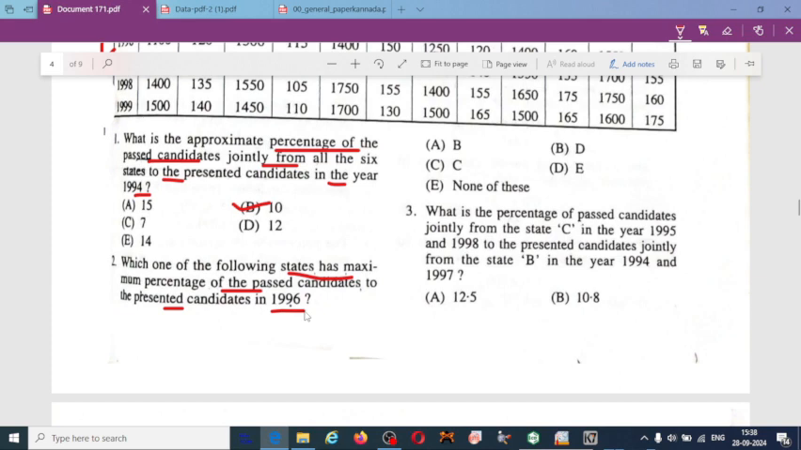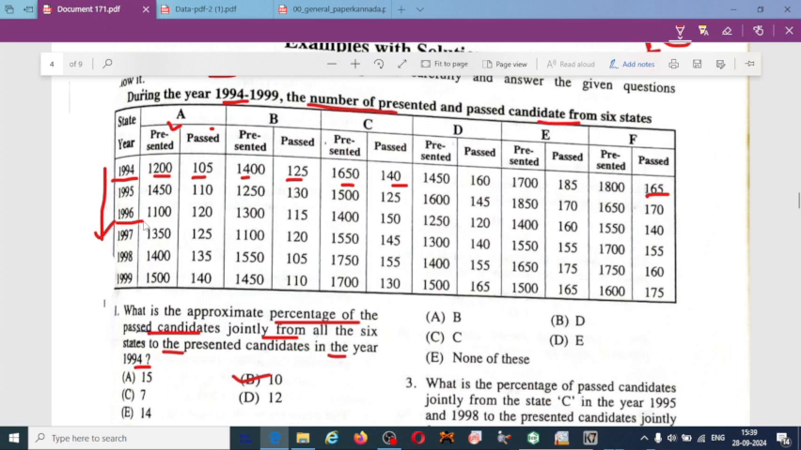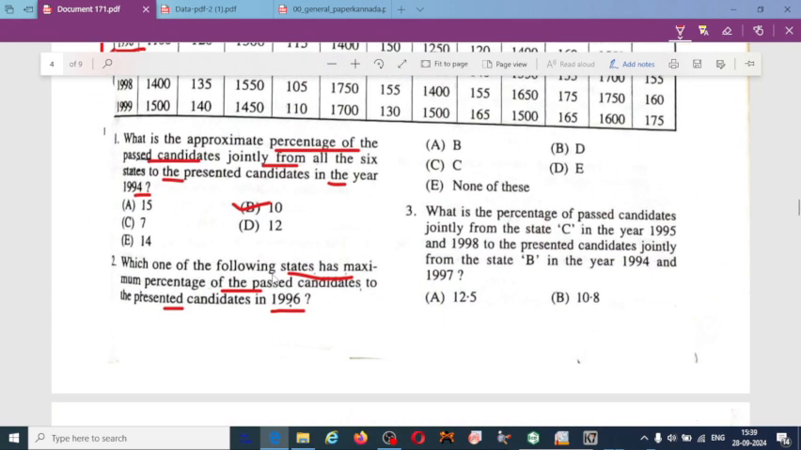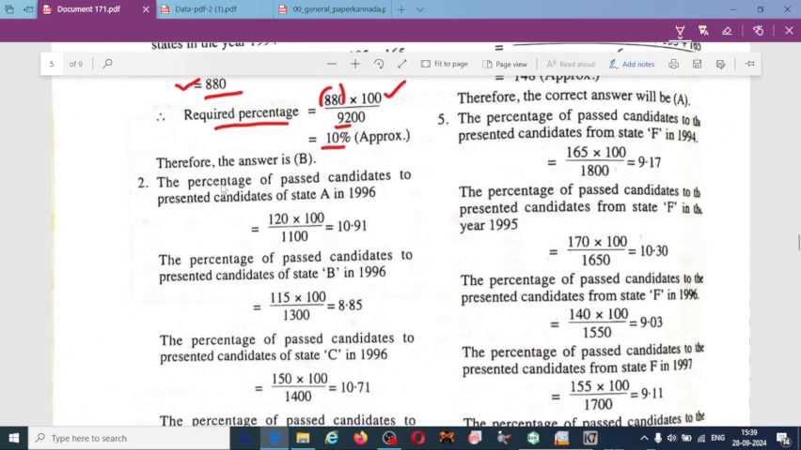As I said, in many data interpretation questions you need to calculate percentage, ratio, or profit and loss. So you must be able to solve those questions. Here the question is, in the year 1996, which state has the maximum percentage of passed candidates? You should calculate the individual passed and presented candidates percentage, and if you compare, you will get the state with the maximum percentage that year. So let us deal with that.